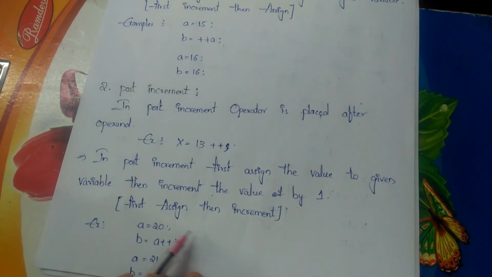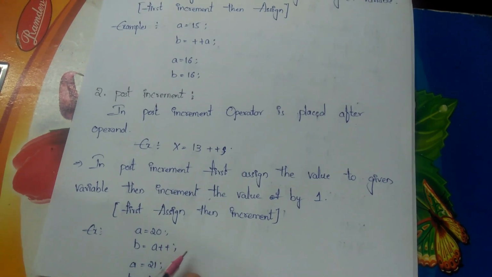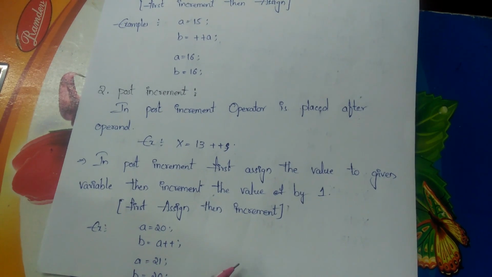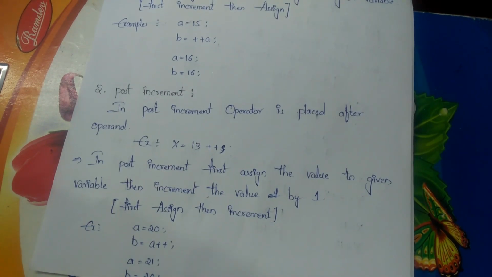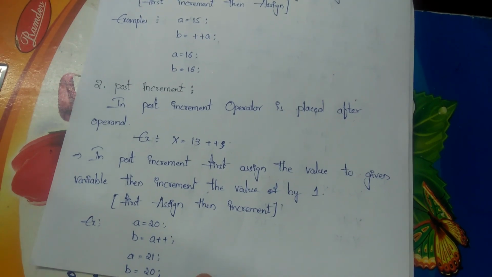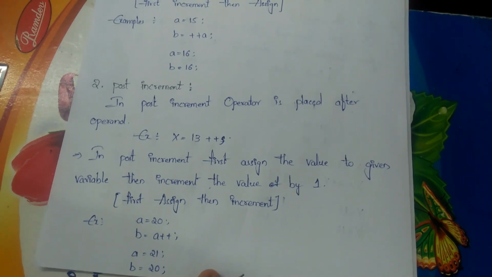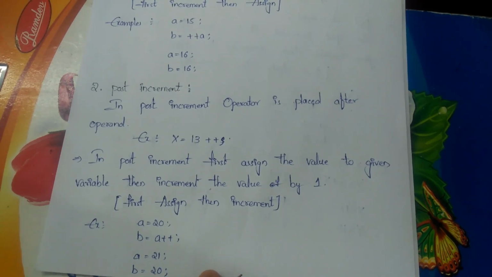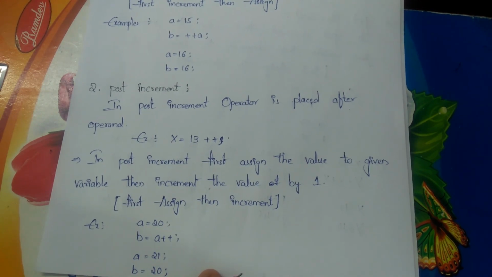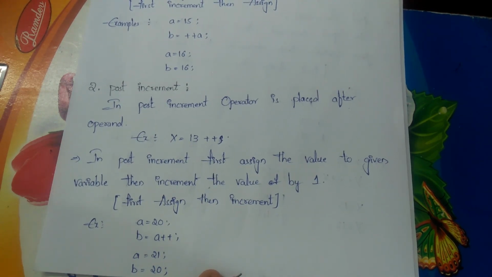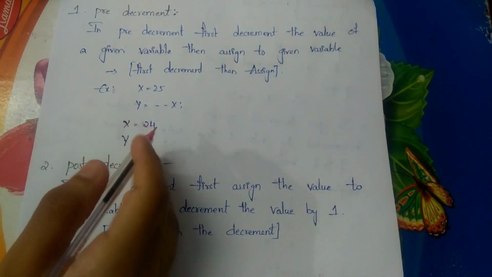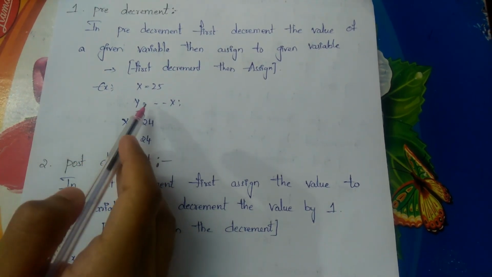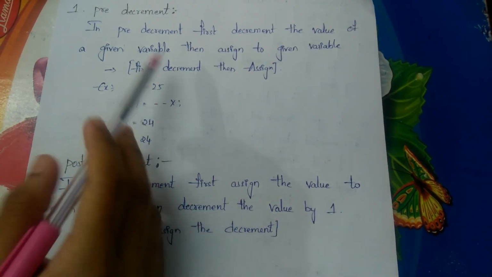So example, a is equals to 20 and b is equals to a plus plus. Then a is 21 and b is 20. So this is the post increment. In post increment, first we will assign the value, then after we will increment it. This is about the pre-increment and the post increment. Then in decrement we have the pre-decrement and the post decrement.